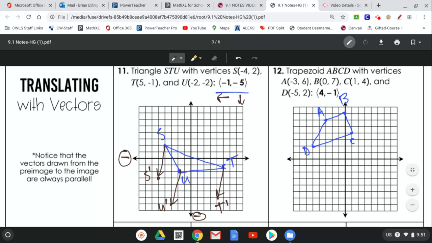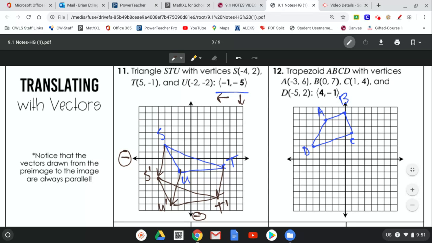All right, and guys, if we connect the dots here for S prime, U prime, and T prime and form that image, and when we have the vectors in there, it looks a lot like a three-dimensional figure, okay? Because that's kind of what we've created on the coordinate plane. All right, we've created, in this case, a triangular prism.